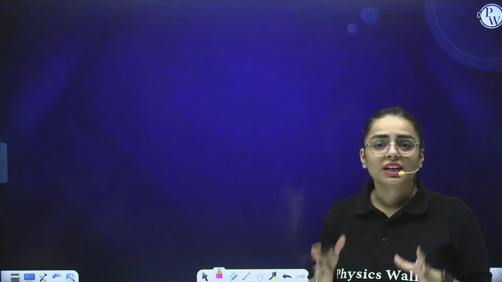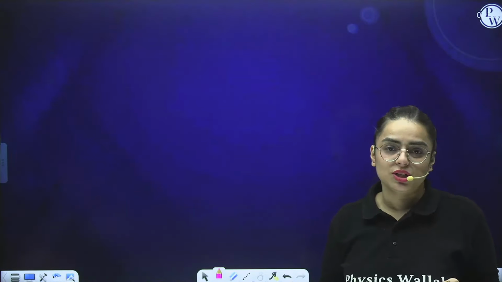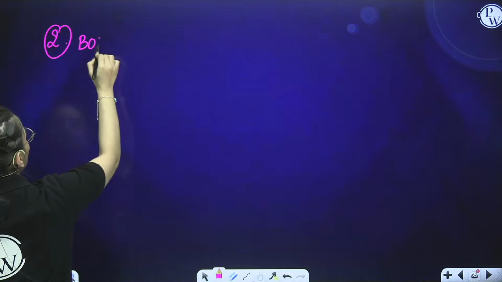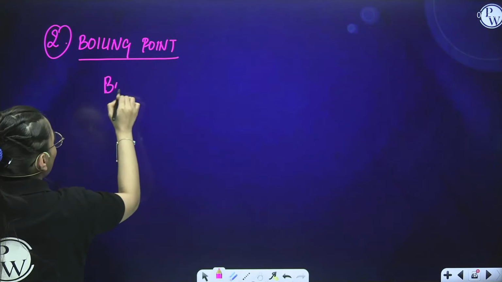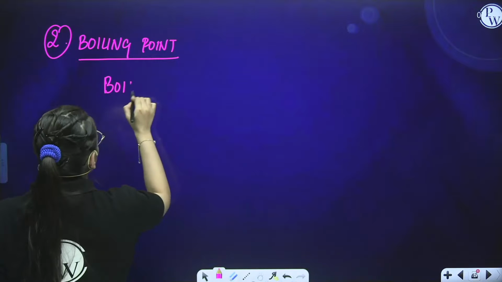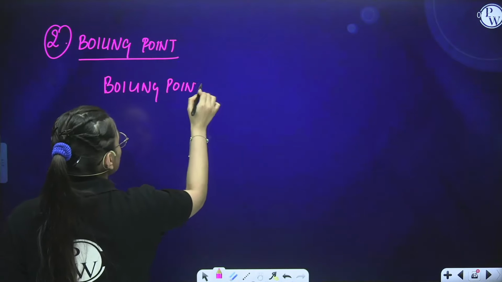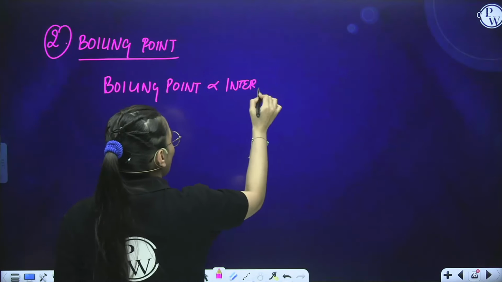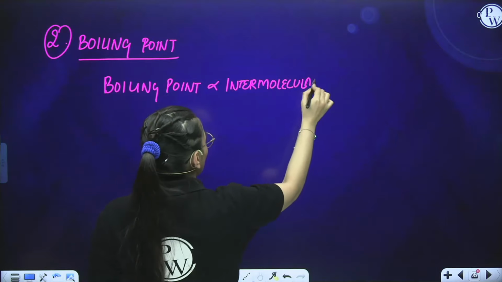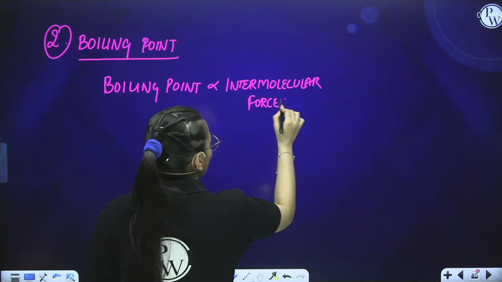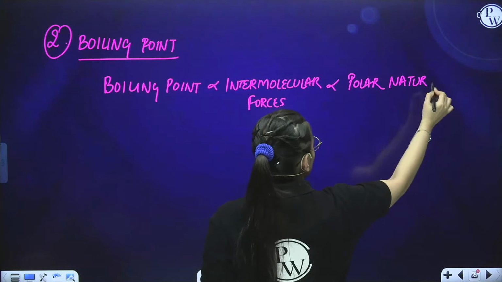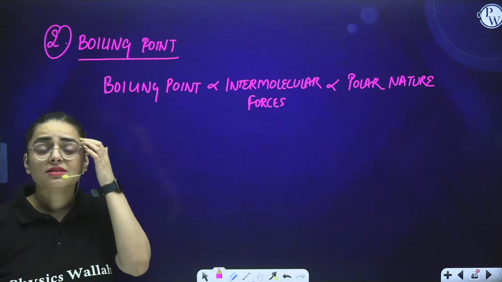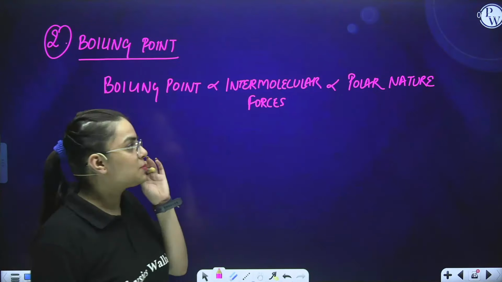If I talk about boiling point, then boiling point is directly proportional to intermolecular forces, which is further directly proportional to polar nature. So the second property I would say is boiling point. Now, as I told you, boiling point is directly proportional to intermolecular forces, which is further directly proportional to the polar nature. Now, as I told you, in the cis case, dipole moment is added, hence polar nature is observed. That means the boiling point of whose will be high? Of obviously cis, because it creates a polar nature.